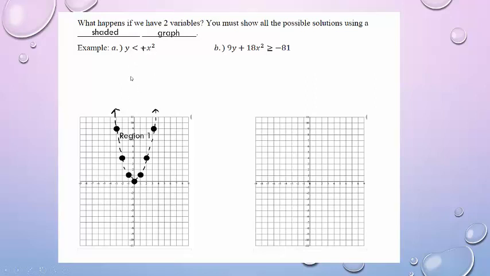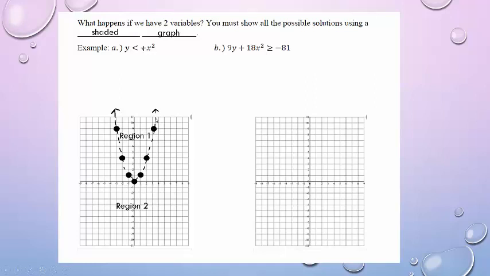The next thing we need to do is train our eyes to realize this always divides the problem into two regions. We have region 1 and we have region 2. So we have the region that's inside the parabola and the region that's outside the parabola. All we need to do is simply pick a point in either region. It does not matter which one you choose. So you can choose a point that's in region 1 or a point that's in region 2.